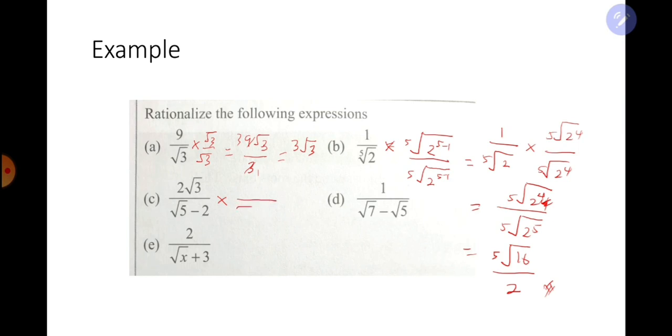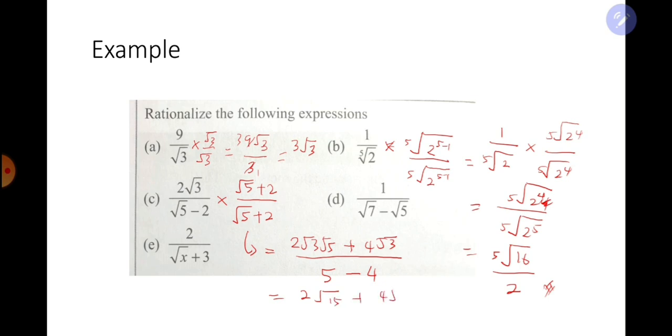Okay, for C pula, okay, you kena darab dengan conjugate of root 2 of 5 minus 2. So you ada root 2 of 5 plus 2, root 2 of 5 plus 2. Okay, so yang ni you akan dapat equals to, yang ni you expand saja. So you akan dapat 2 surd 3 surd 5 plus 4 surd 3, okay, over, yang ni will be equals to 5 minus 2 power 2 is 4. Okay, so you will get yang ni boleh, you can put it as 2 root of 15 plus 4 root of 3.